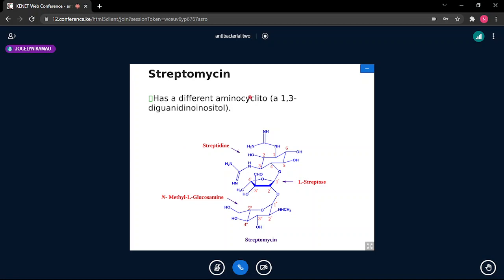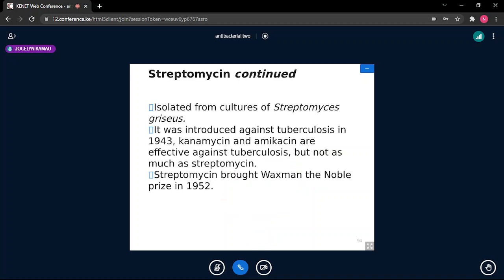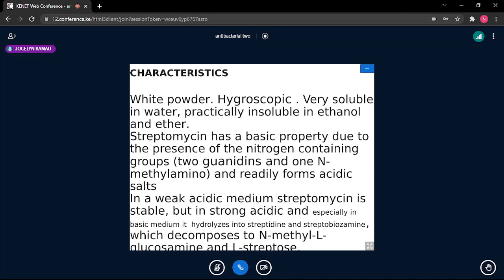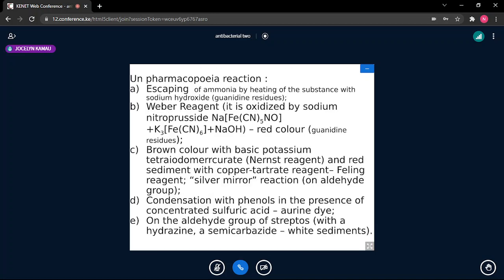Streptomycin, again, we have already said, has a different aminocyclitol, or its inositol is different in that it has the 1,3-diguanidino inositol and not the usual diamino inositol. Again, it is naturally occurring. That is all that is important to note. The streptomycin is naturally occurring, and from there we'll move fast.